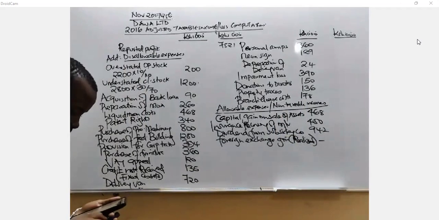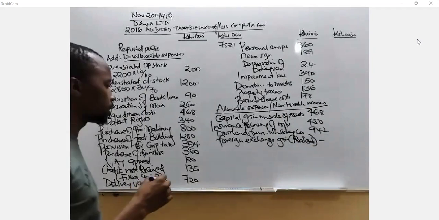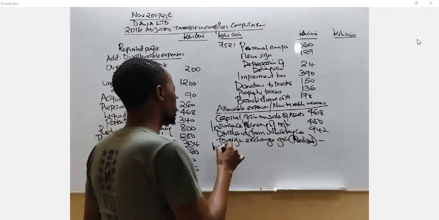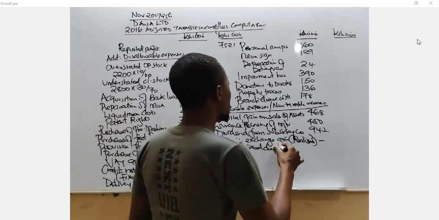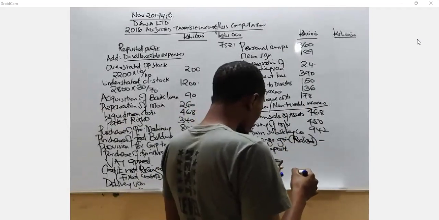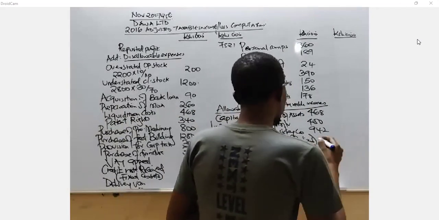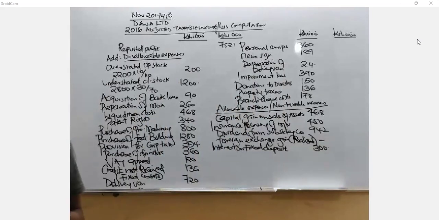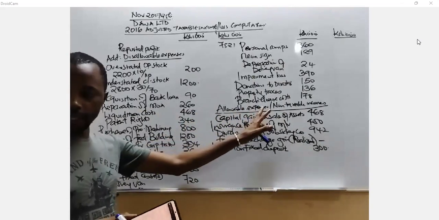Now, the other thing I can see is the interest, normally called the interest on fixed deposits. The interest on the fixed deposit amounts to 300. Once you get the 300, it's very important now to look at the allowable expenses.